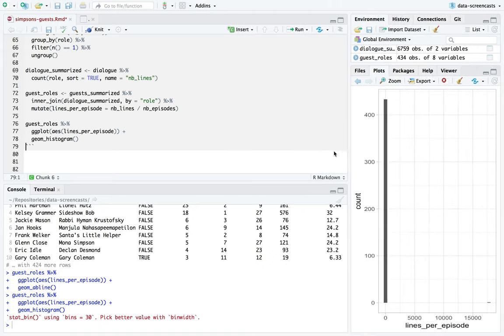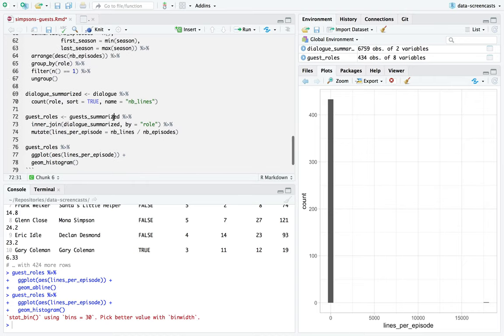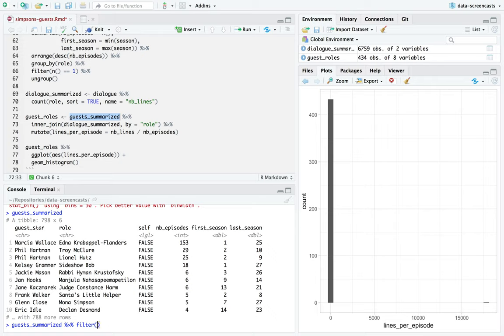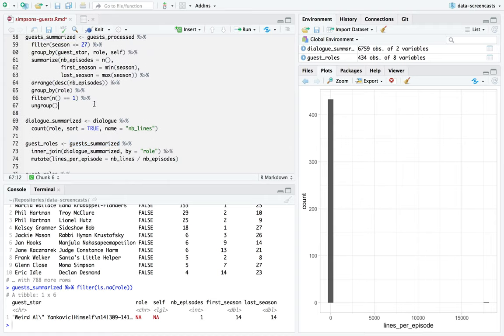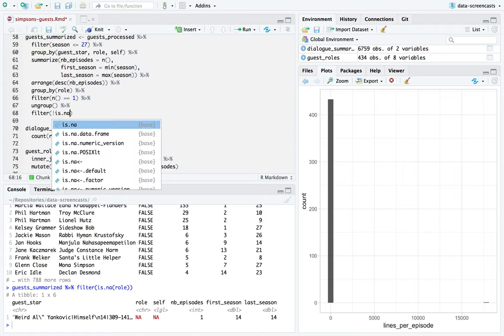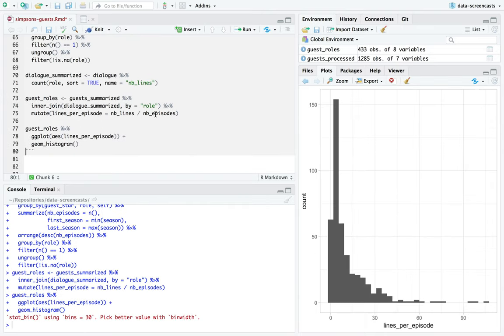Oops, there's some bad data here. Someone with NA. That's going to be an NA, I think. If I say filter is NA role. Yeah, so this one is some junk. I'm just going to go ahead and filter not is NA role. So I don't see a bimodal distribution. What you really see is more of a skewed distribution. It's partly because some character had more than 100 lines an episode.